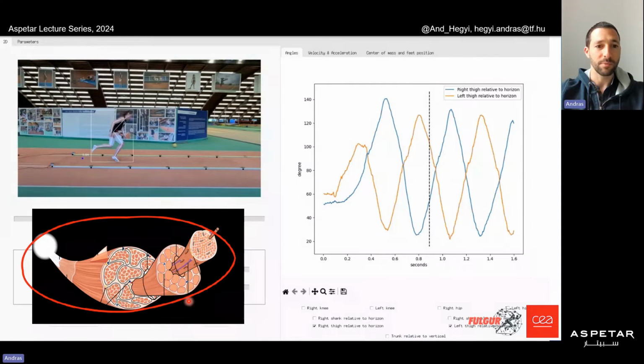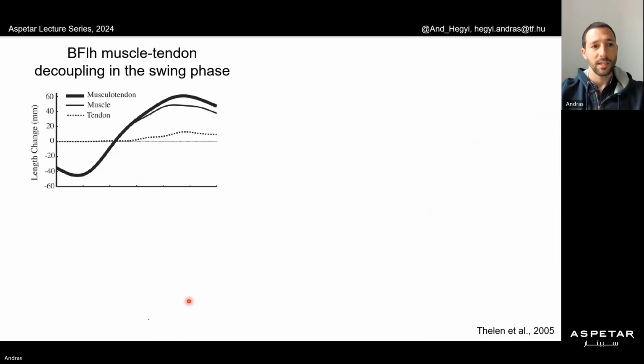So this is an example from our project from France, which is a software that's being developed, but there are many others available. The problem with this approach, of course, is that it's very likely that there is a decoupling between muscle and tendon.